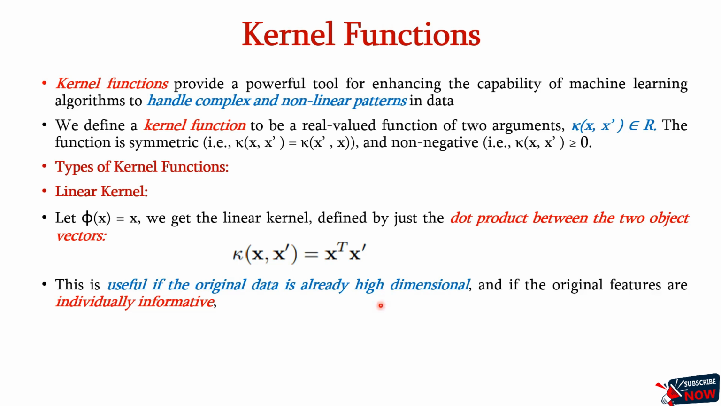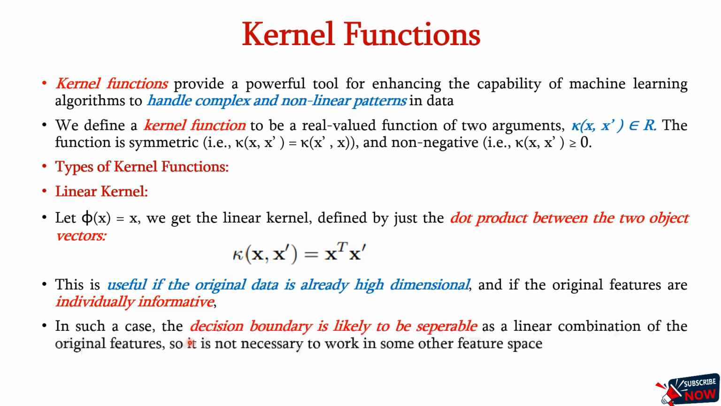This linear kernel is useful if the original data is already in high dimension and if the original features are individually informative. In this case, the decision boundary will be already clearly separable as a linear combination of the original features. So it is not necessary for this kernel to work in some other higher dimensional feature space. So when number of features are high, we can go for the linear kernel.